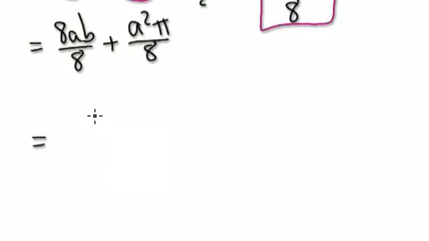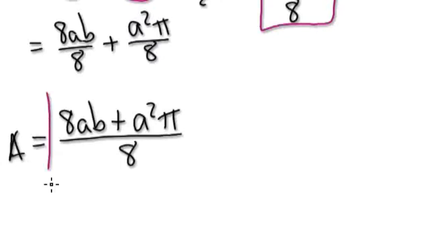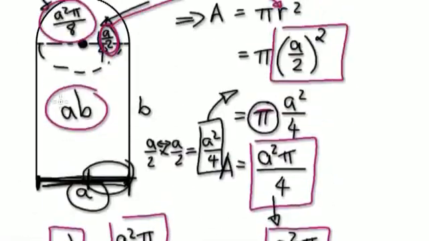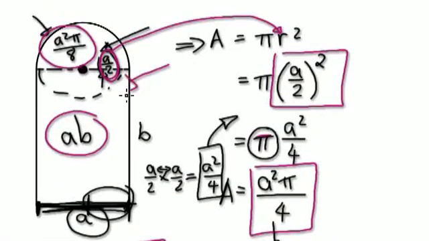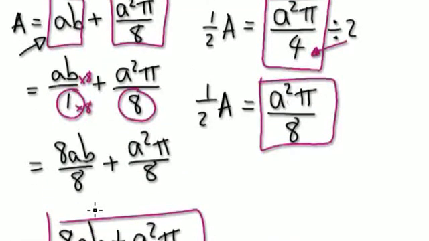And now the two denominators are the same, so merge the two. So it will be 8AB plus A squared pi over 8. So this is our total area. So this is our answer here. This is the formula for the area of this shape here. The reason why it's so complicated is because A is not the radius. A is the whole length here. So in order to find out the radius, you have to divide it by 2. Okay. In the next video, I will give you a similar one that you can do. Okay.